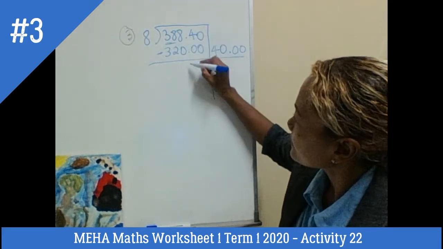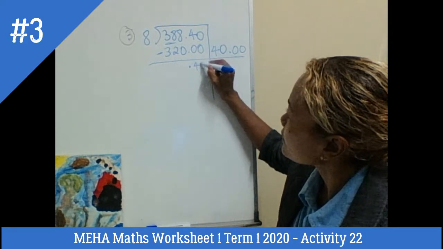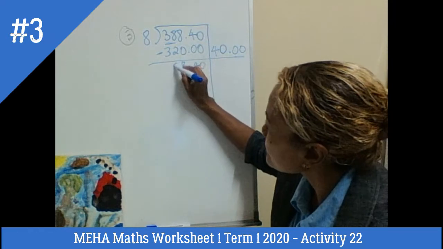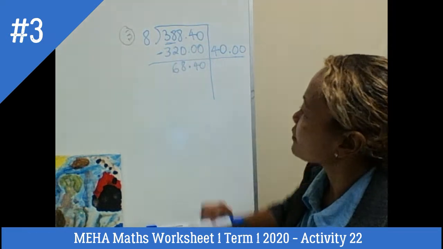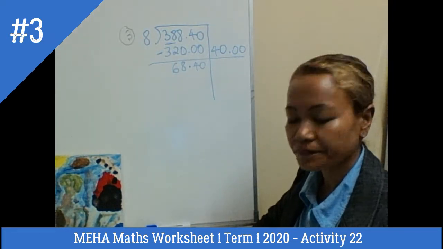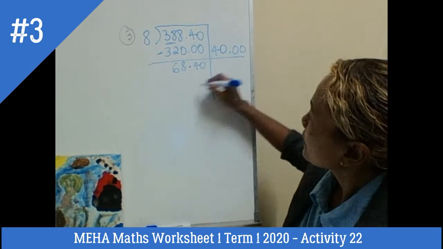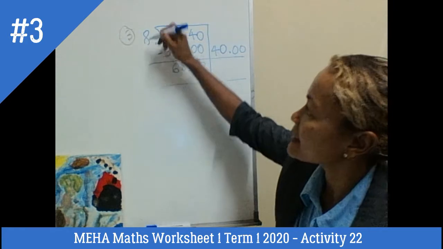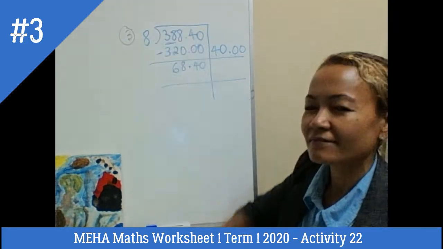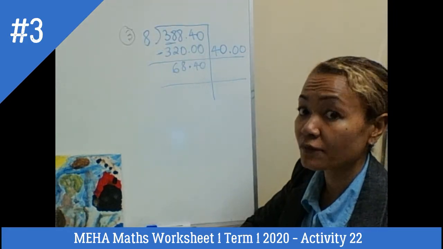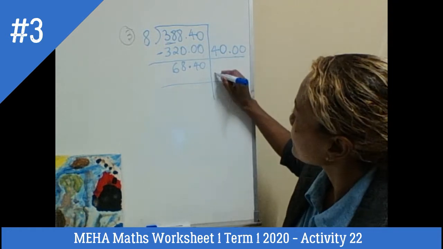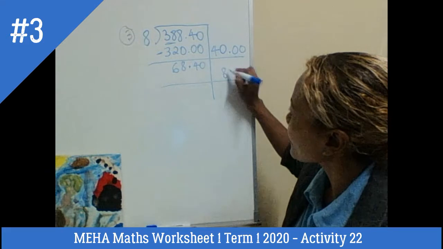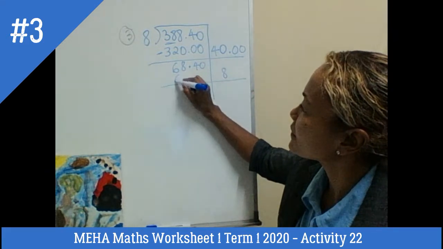Subtract that. 40 on this side, 8, 6, and of course 0. Right, 68.4. Does 8 go into the 6? No. Does 8 go into the 68? 8 8s are 64.